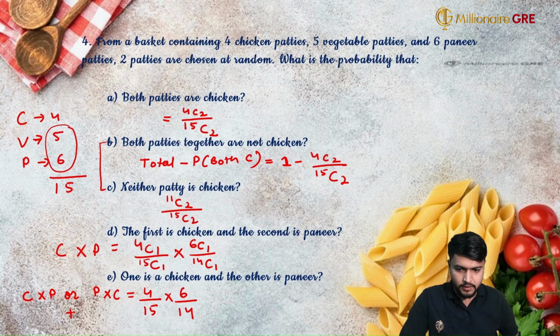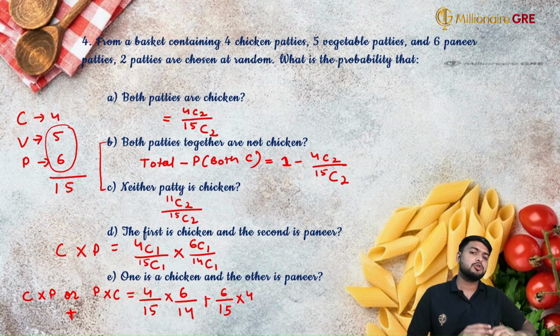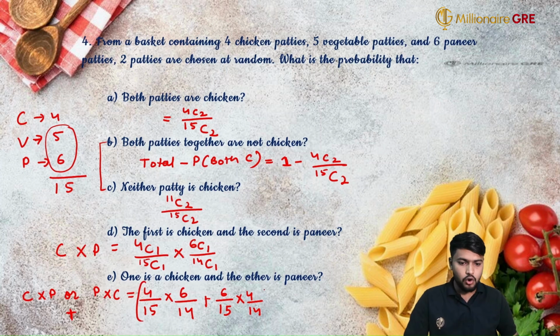Or means addition. First is paneer and second is chicken. Probability that the first is paneer is 6 upon 15, because the patty has to be chosen out of 15 patties. And second is chicken, 4 upon 14, because the second would be chosen out of 14. Okay. So this is your answer.